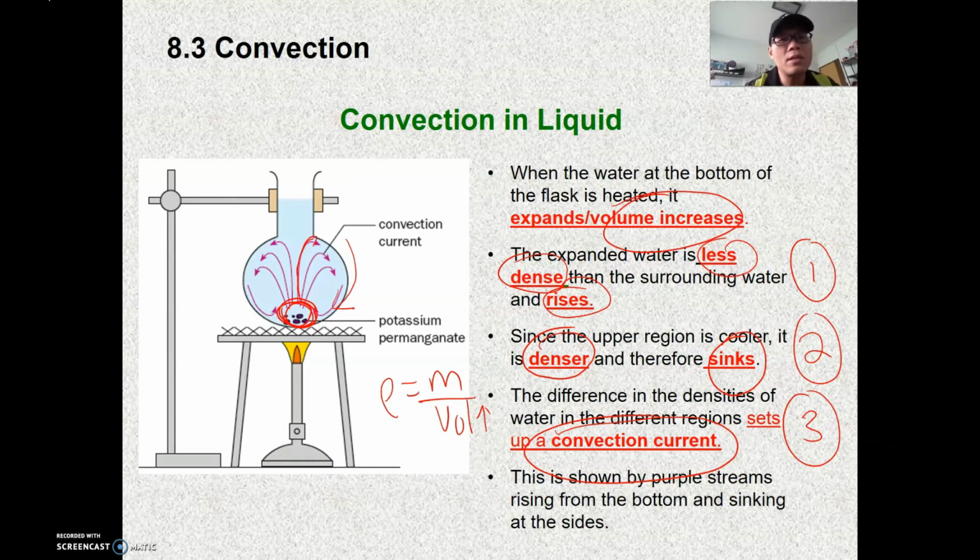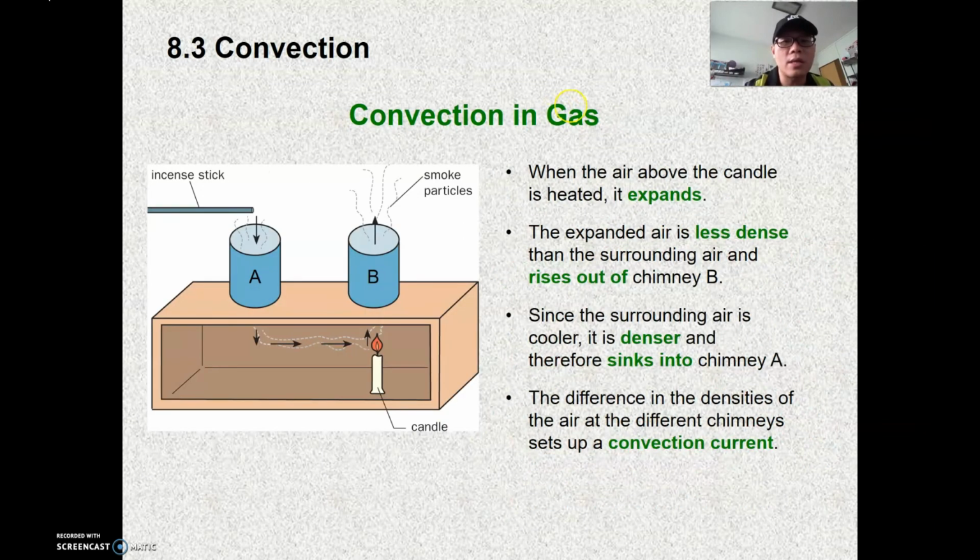But the good thing about these sections is that the idea is quite standard. It's just that students need to grasp the whole of the main process, whether it is a convection or a conduction process. The same three sections we can apply to other situations. Now we look at convection in gas.